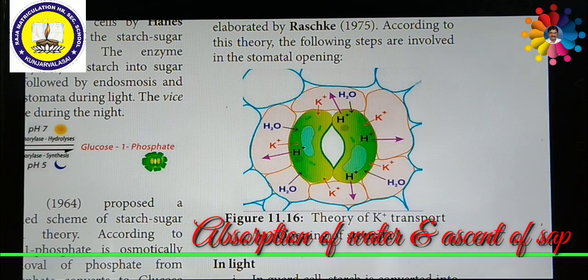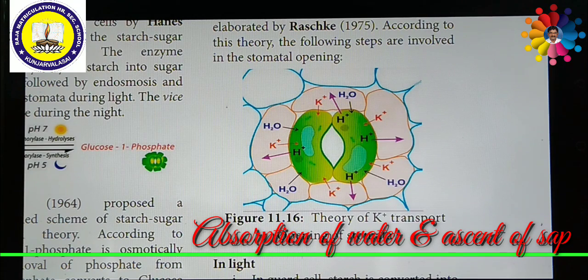So whenever atmospheric humidity increases, the transpiration rate decreases. Then, when temperature increases, automatically an excess amount of water will be evaporated. Whenever the light increases, the temperature increases. Due to this, the rate of transpiration increases. When wind velocity increases, then the transpiration rate also gradually increases. If there is an increase in atmospheric pressure, the transpiration rate decreases.